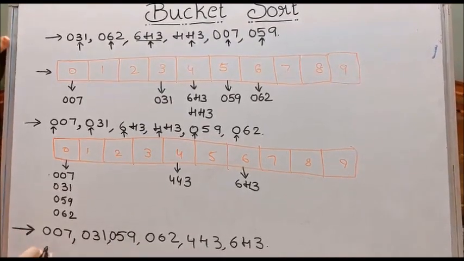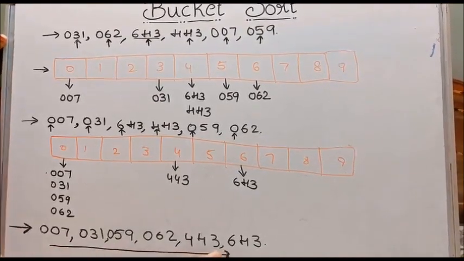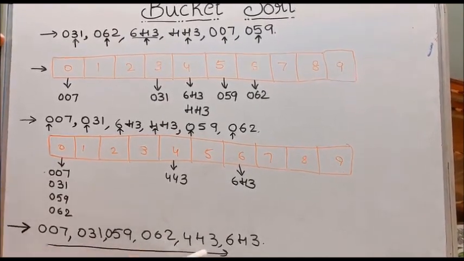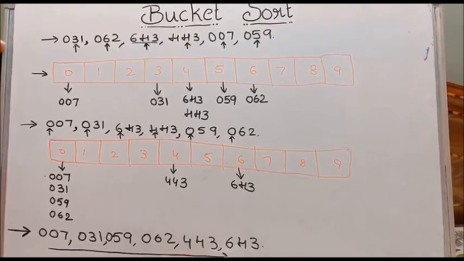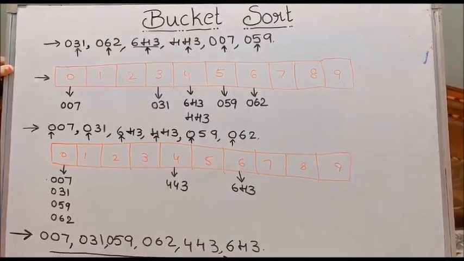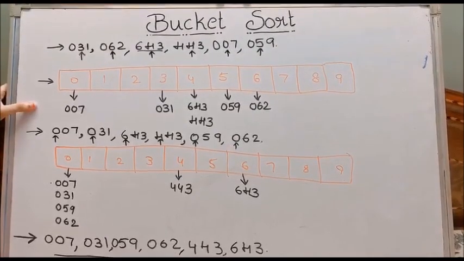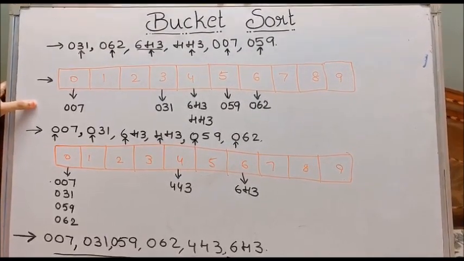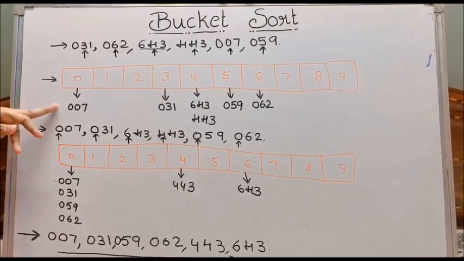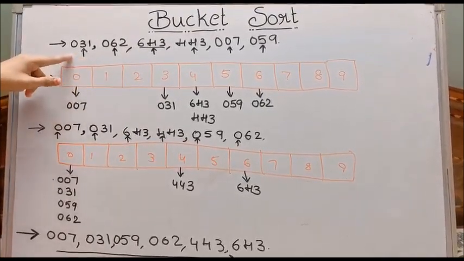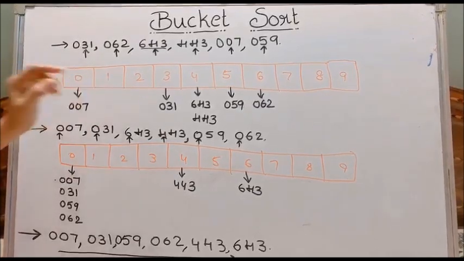If you observe, this has been sorted. First one is 7, 31, 59, 62, 443 and 643. This is the process of bucket sort. If you observe, in this example, we have not performed any type of sorting algorithm for sorting these numbers. We are simply considering the digit positions and storing them in their respective buckets.